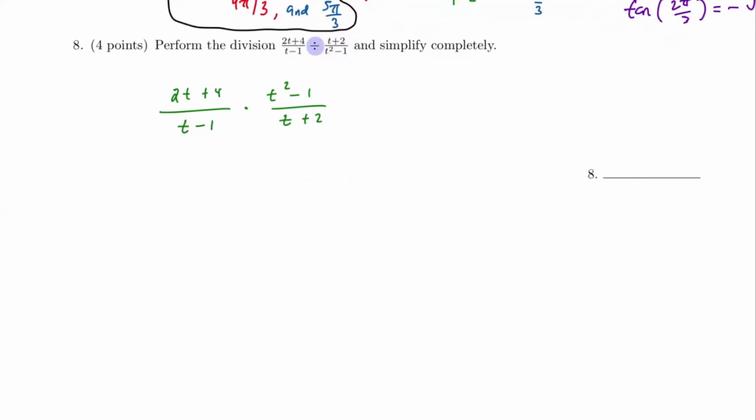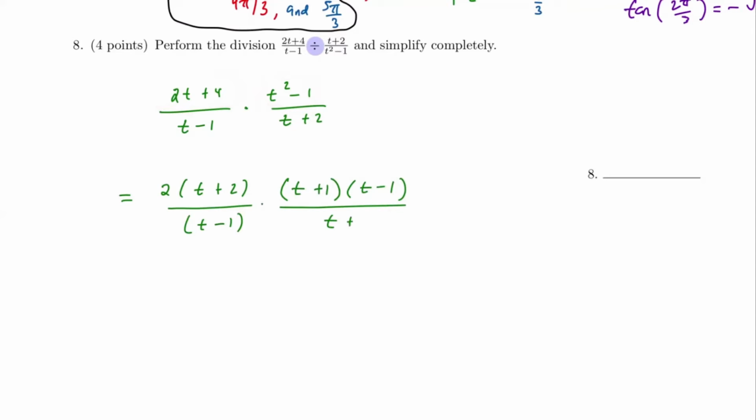And then you factor everything and cancel out any common factor from the numerator and denominator. All right, so for this right here, I can factor out a 2. That'll give us 2 times t plus 2, divided by the denominator. There's nothing to do there, but I'm just going to throw in the parentheses. Times, now on the numerator of the second fraction, here I can factor that. That's a difference of two perfect squares. That factors into t plus 1 and t minus 1. And the denominator, I just have t plus 2. Again, I throw in extra parentheses.